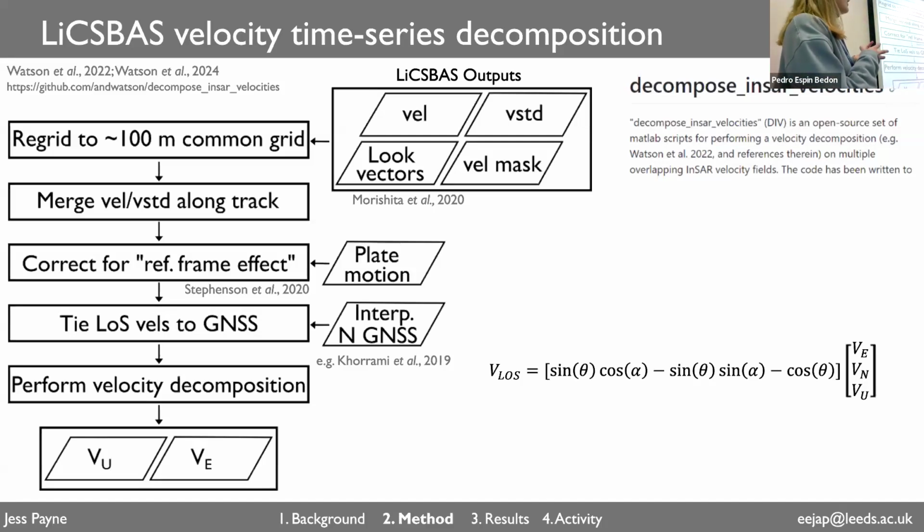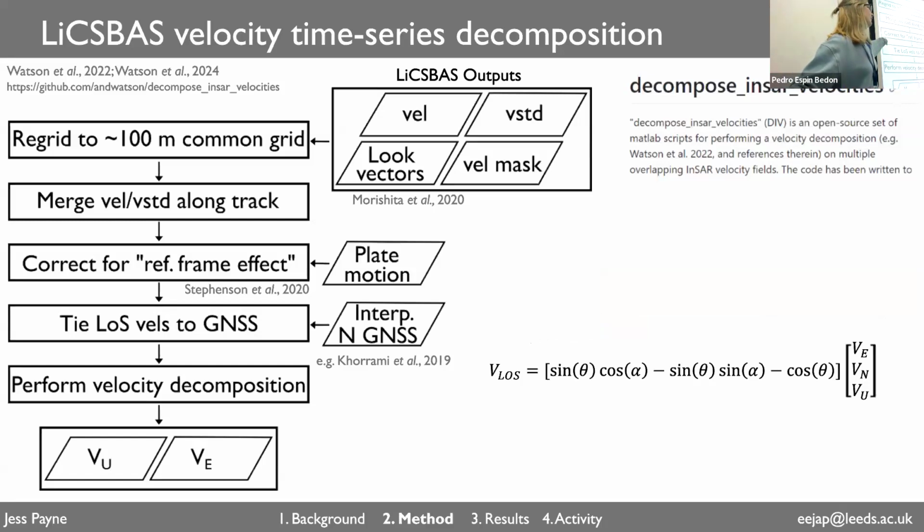The program regrids all these inputs into a common grid. I think it bases the grid on the coarsest velocity of the inputs, so that for me is usually about 100 meters. You can then merge these velocity and VSTD, the standard deviation of velocity, along tracks. So you end up with these long north-south tracks of velocity and VSTD.